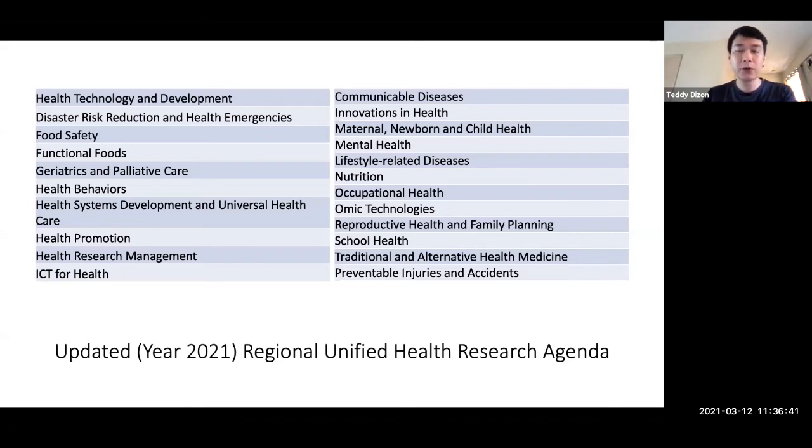Okay, the next batch of priorities for the public health impact criteria. Number 1, health promotion. 2, health research management. 3, ICT for health. 4, communicable diseases, including emerging and re-emerging diseases such as COVID-19. Next, innovations in health. Next is maternal and newborn child health. Next, mental health. Next is lifestyle-related diseases. So let's have 5 minutes for the voting. We have only 3 sets of voting left for the next 3 criteria, so about 15 minutes and we can end the session and I'll turn over to the Secretariat.